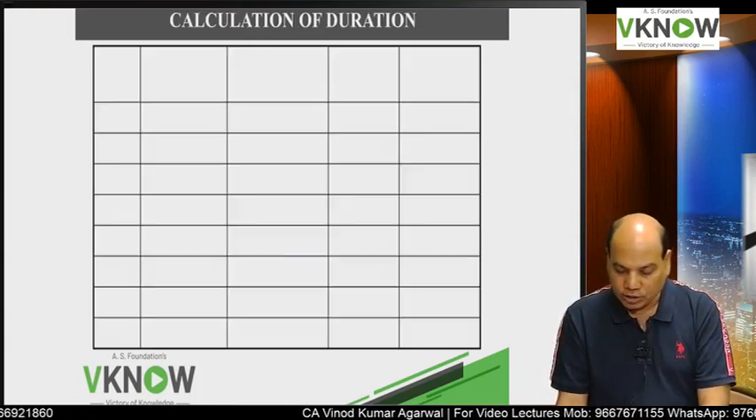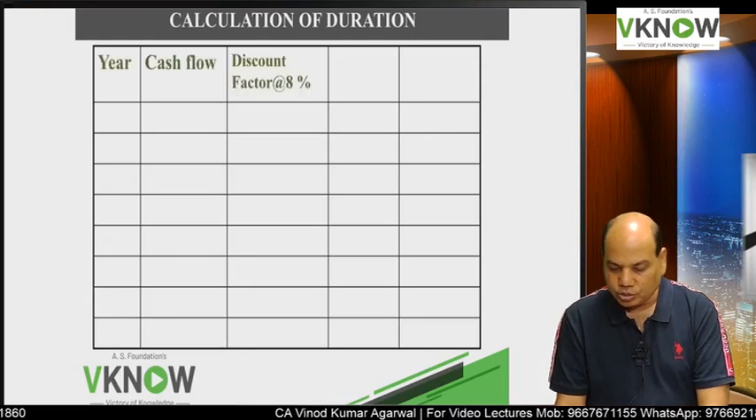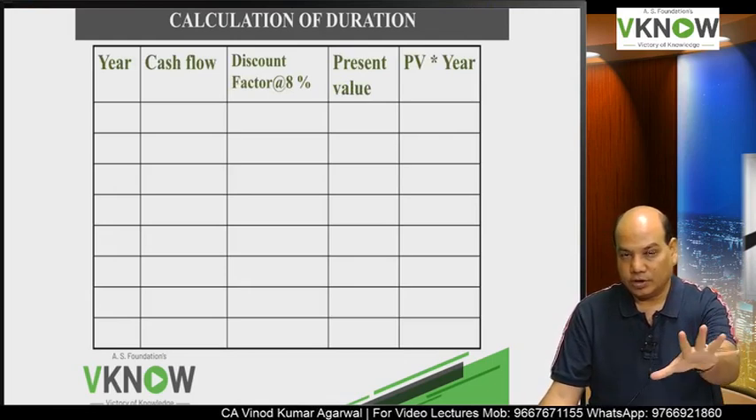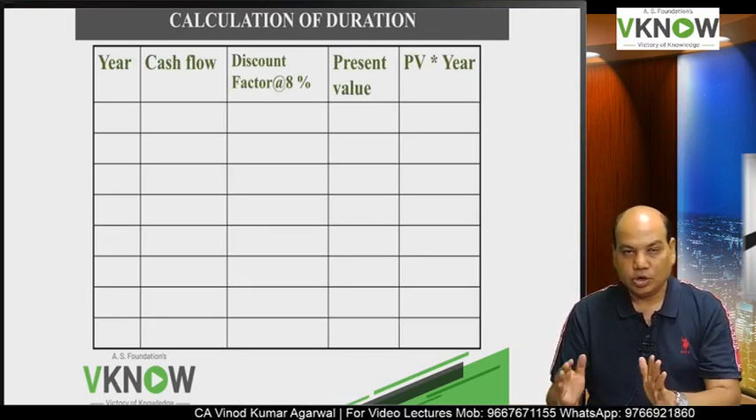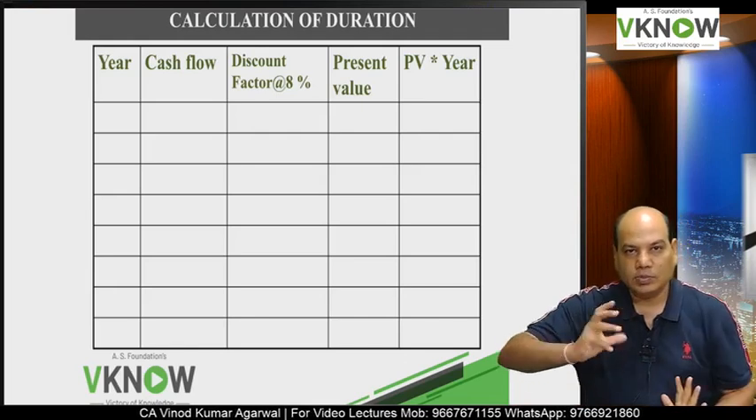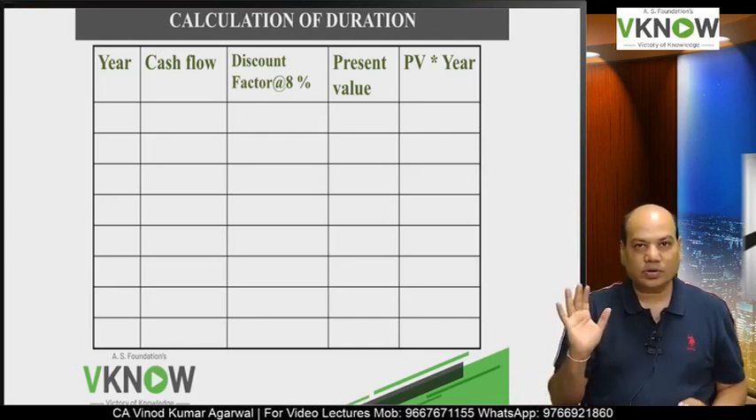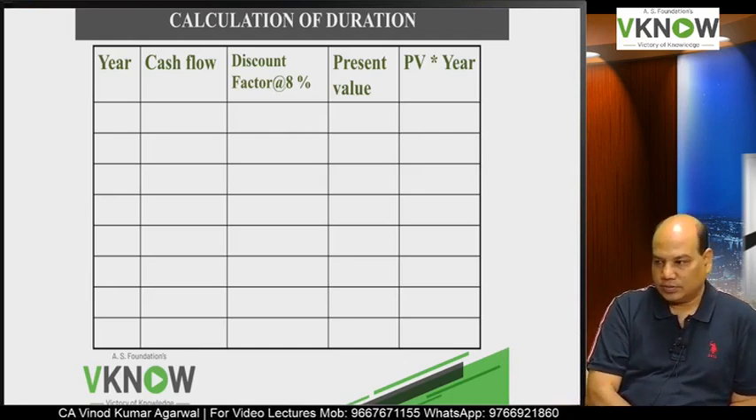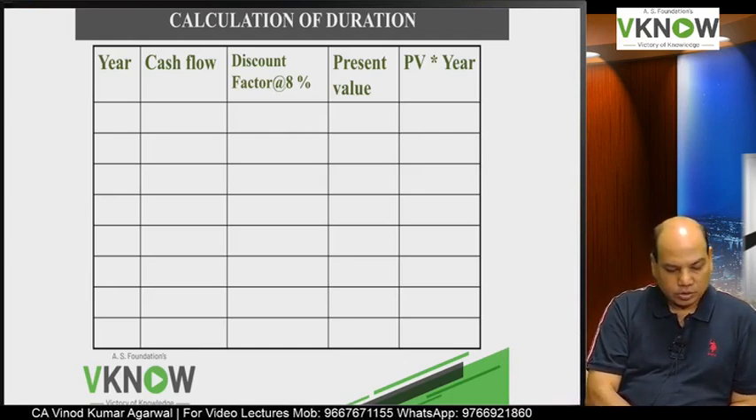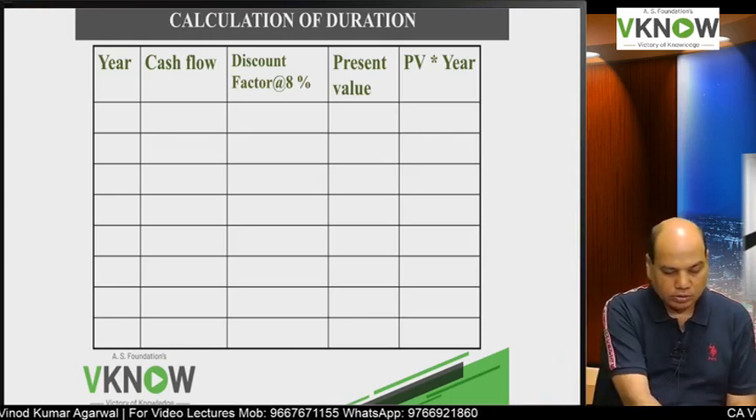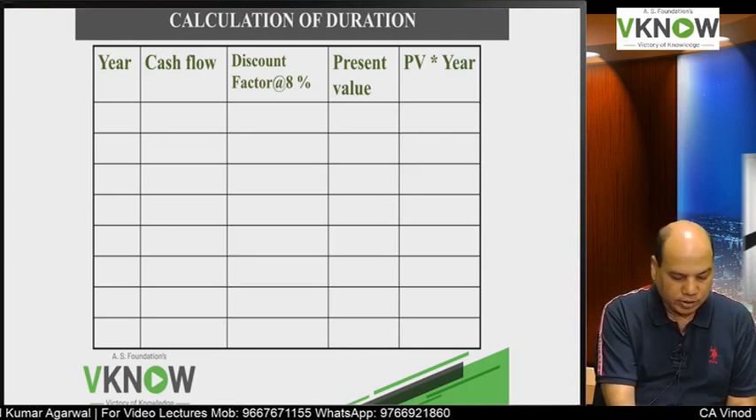So for that, first I will compute duration. What is his liability period? 5 years. Duration of liability is 5 years. So if he invests in a bond whose duration is also 5 years, he will be protected from the interest rate risk. But I have to prove that, otherwise you will not be convinced. Right. Calculation of duration. Draw the format.